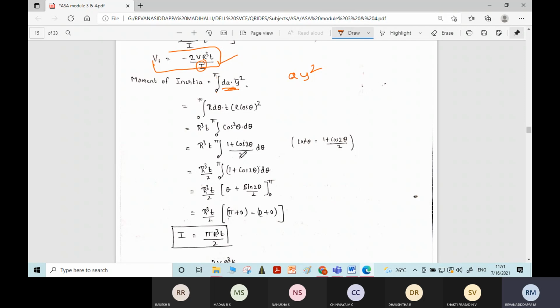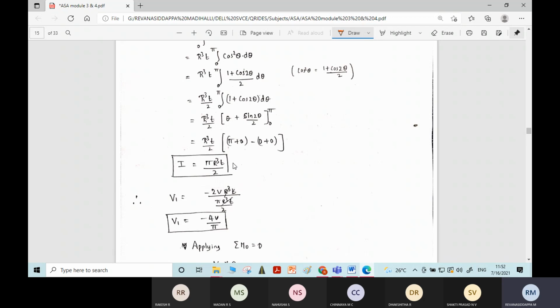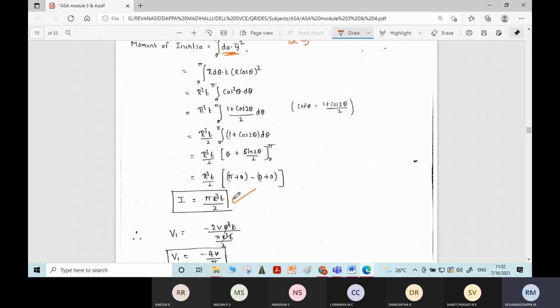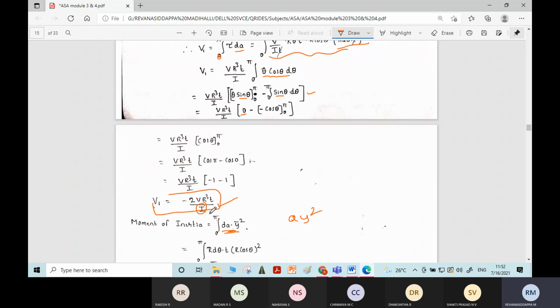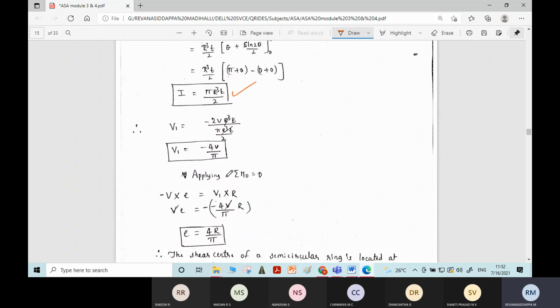To make the calculation easier, this 2 is taken outside, leaving 1 plus cos 2 theta. The integration of 1 is theta, and the integration of cos 2 theta is sin 2 theta divided by 2, with limits 0 to pi. Applying the limits, you get the expression for the moment of inertia I. You substitute this value in the expression minus 2 V R cube by T divided by I, with I as pi R cube by T. After simplification, you get the expression for V1 in terms of V, that is minus 4V divided by pi.